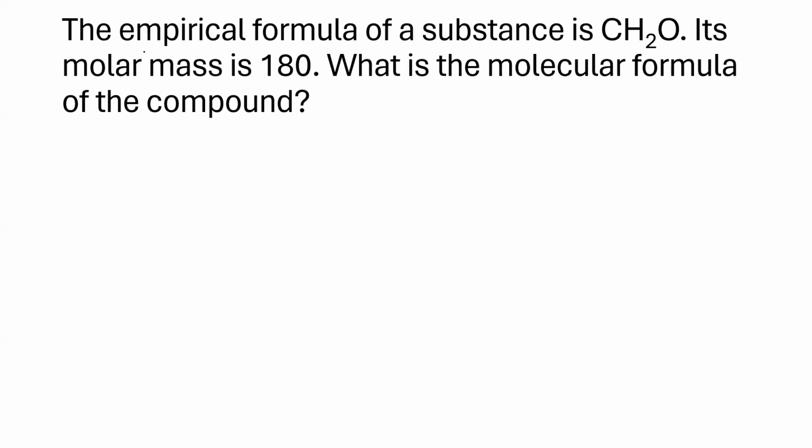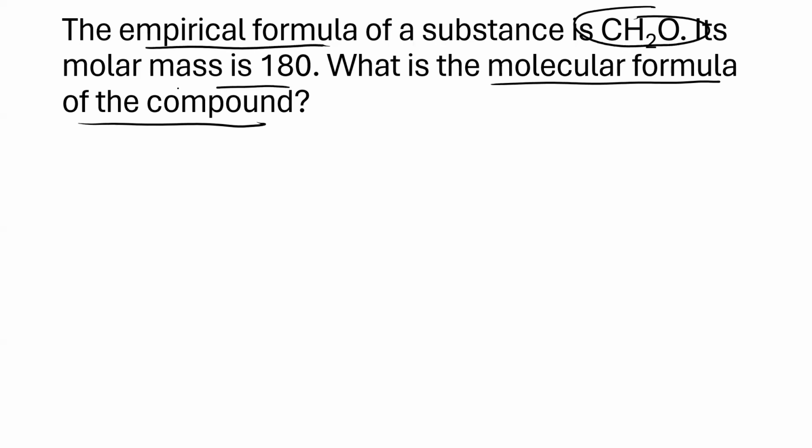We're asked to determine the molecular formula of a compound with an empirical formula of CH2O, and the molar mass of the compound is 180 grams per mole. So this is quite new compared to what we've solved a while ago because we're given the empirical formula this time, but we have the molar mass of the compound and we're asked the molecular formula. So how do we solve this, right?